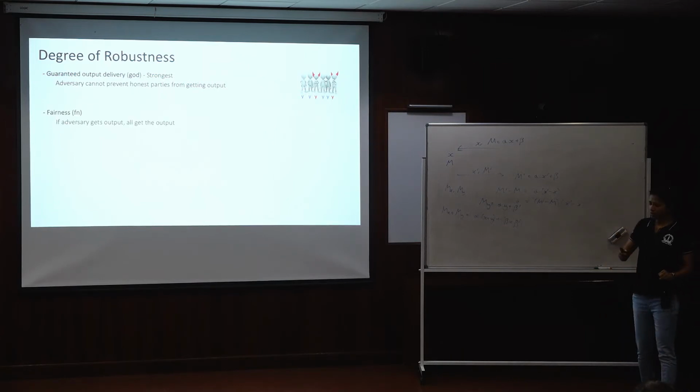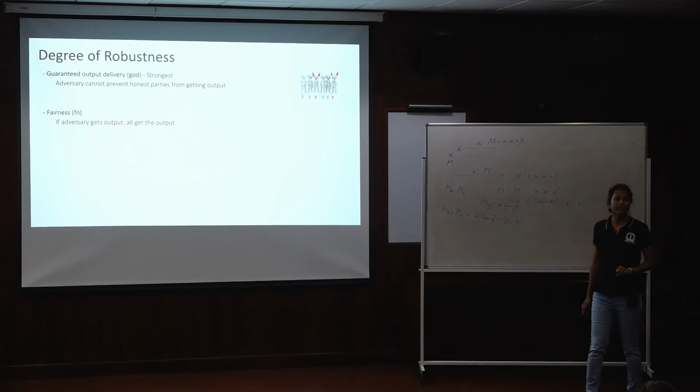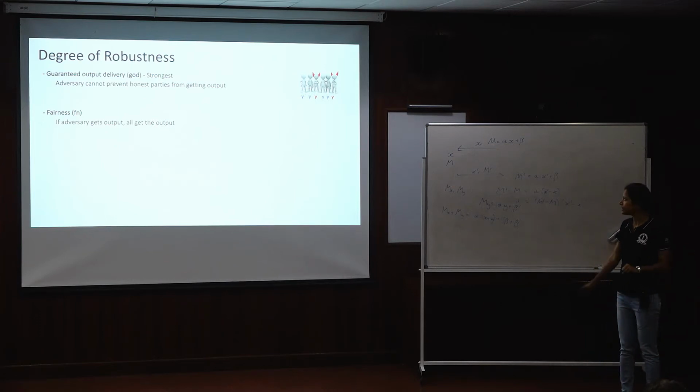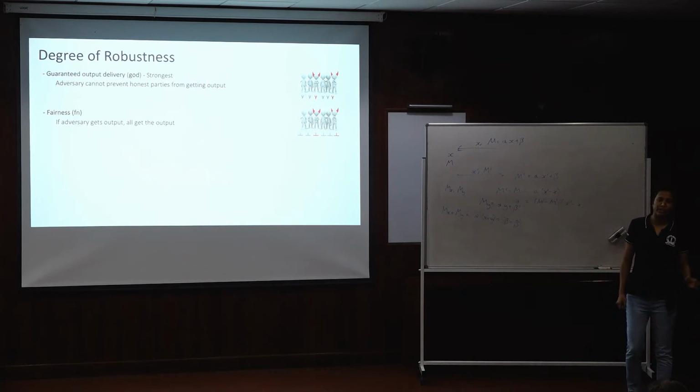In a weaker notion, which is known as fairness, this is all or none kind of security. If the adversary gets the output, then we have the guarantee that the honest parties will also get it. But it can happen that none of them gets the output. So that's fair. If the adversary gets it, then the honest parties will get it. In fact, it's if and only if: the honest parties get the output if and only if the corrupt parties do.